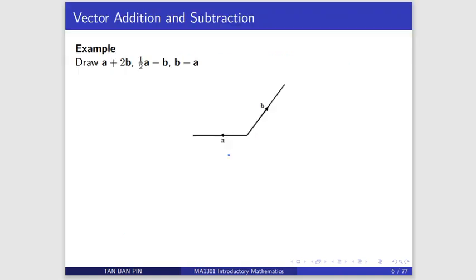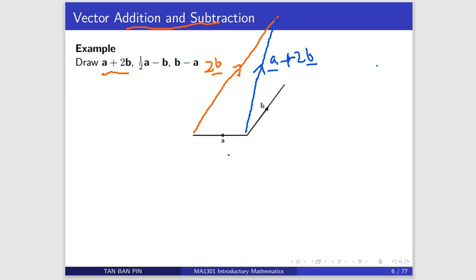Let's look at how to add and subtract vectors. Here you have to draw A plus 2B. To add vectors, on the diagram, you must make sure the direction of the arrow follows. If you want A plus 2B, if you start with A, then you should draw 2B. So you draw B, then double the length. So this is 2B. And then the resultant will be starting from the starting point of A to the ending point of 2B. So this will be A plus 2B.